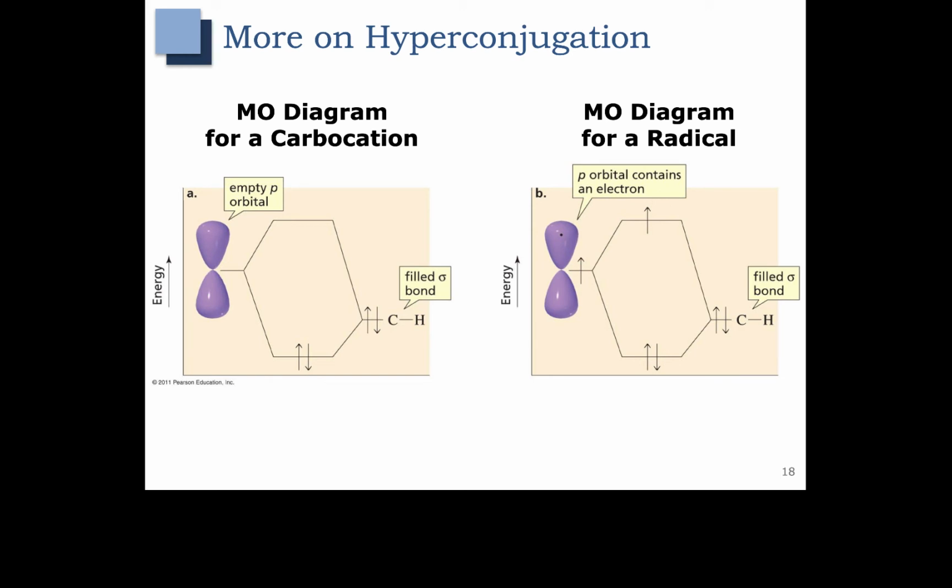So hopefully it's obvious why hyperconjugation is much more important for carbocation stability than it is for radical stability. This is also why resonance is much more important for radical stability than hyperconjugation.